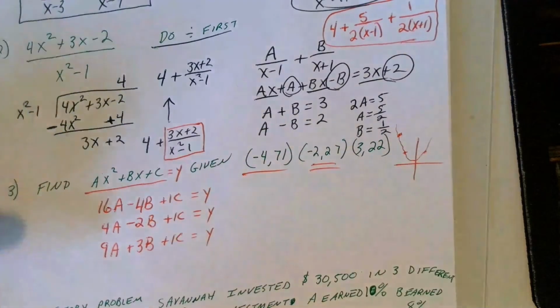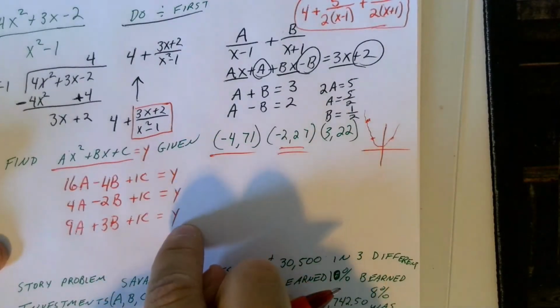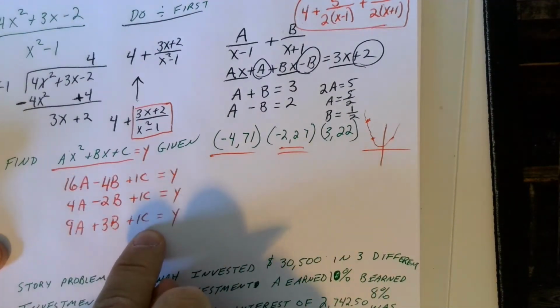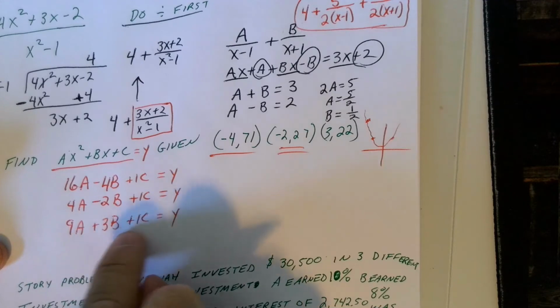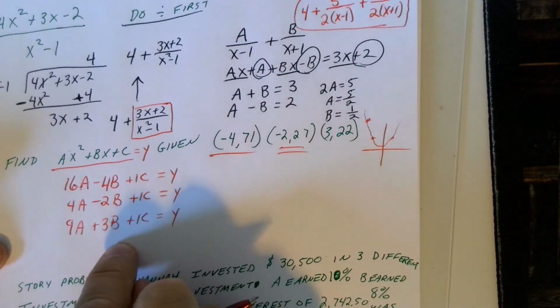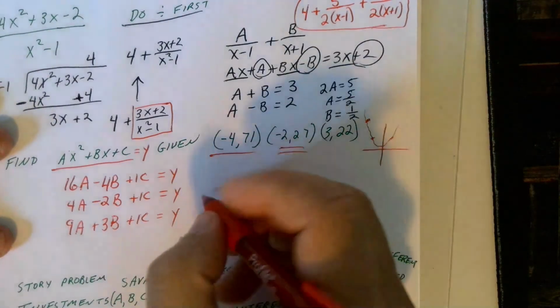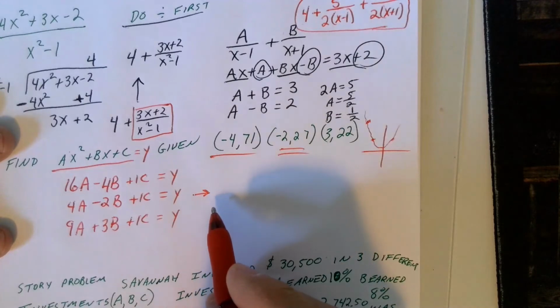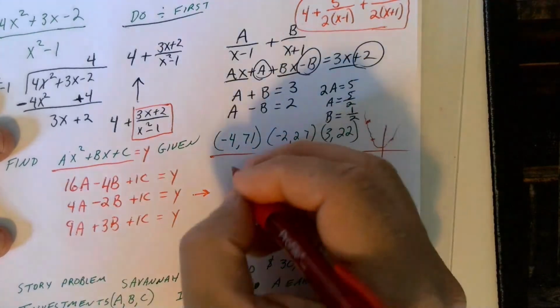equals y. Now I have 3 equations, 1, 2, 3, and 3 unknown variables. I don't know what the a is, what the b is, what the c is. But if I have 3 equations and 3 variables, I know that I have a system. So I'm going to change this and write a coefficient matrix, or what we call the augmented matrix.